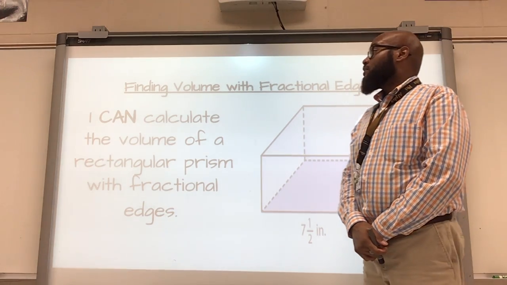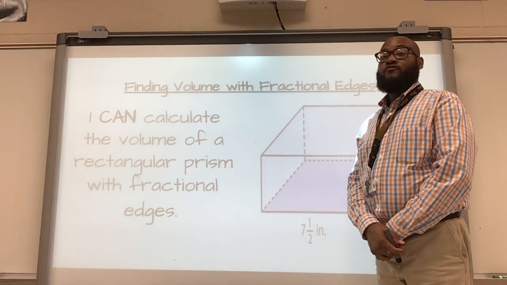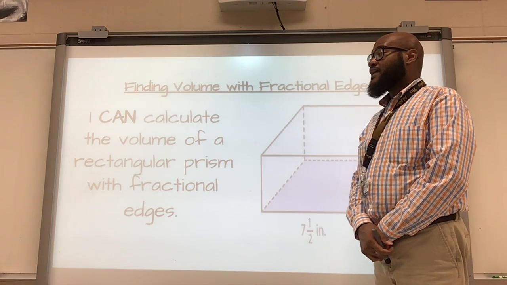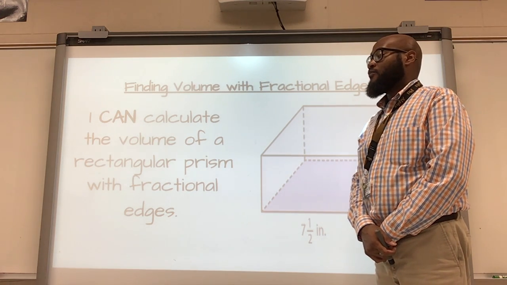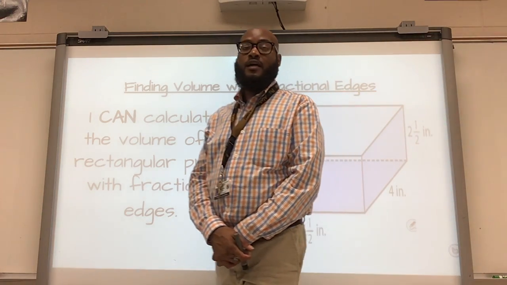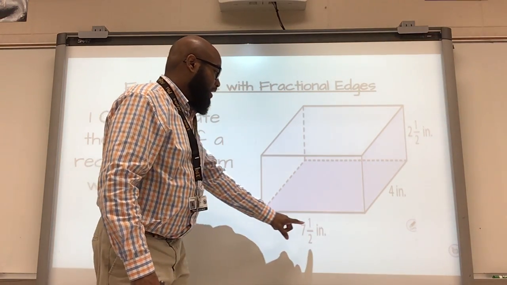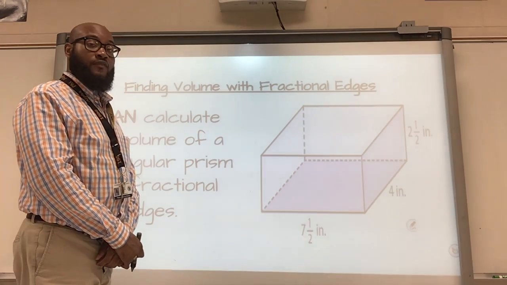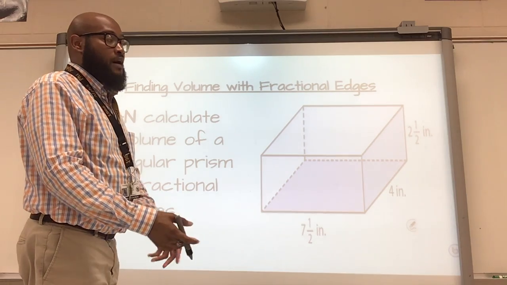Hello. Today we're going to be finding the volume with fractional edges. Our I can statement says that I can calculate the volume of a rectangular prism with fractional edges. To have fractional edges means that the side lengths have a fraction part to them. You still follow the same formula, but you just have a fraction.